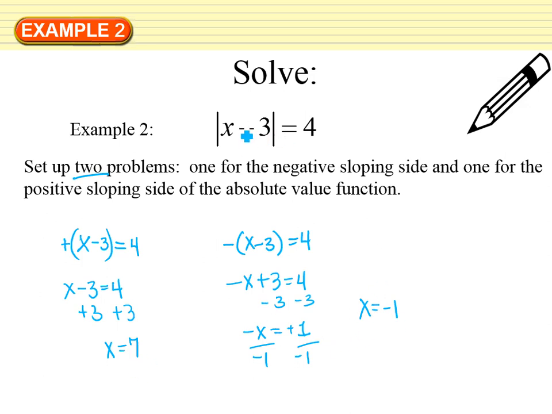Now let's plug them back in and see. 7 minus 3, excuse me, is 4. The absolute value of 4 is 4. It works. And if I plug negative 1 in there, negative 1 minus 3 is negative 4, and the absolute value of negative 4 is positive 4 because it's the distance from 0. So both of these solutions check.